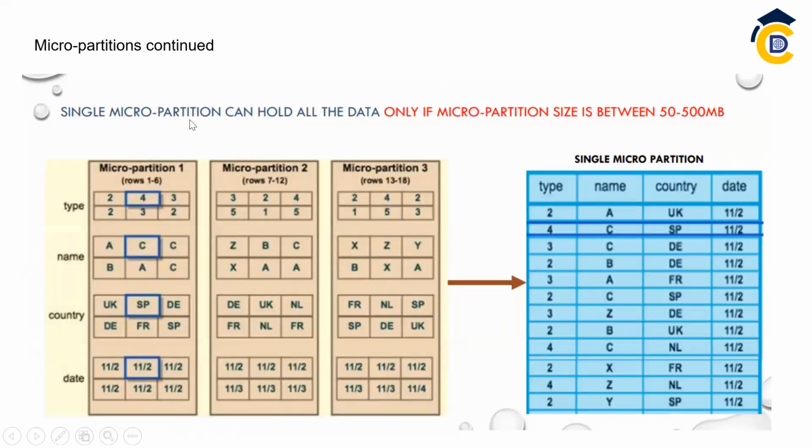Yeah. So it says a single micropartition can hold all the data only if the micropartition is between 50 to 500 MB, which means this whole row, right? As I said, if it is possible, firstly, Snowflake will try its maximum best to have one row in the same micropartition, that same row in the same micropartition. But if not, it will spill out to the other micropartition.